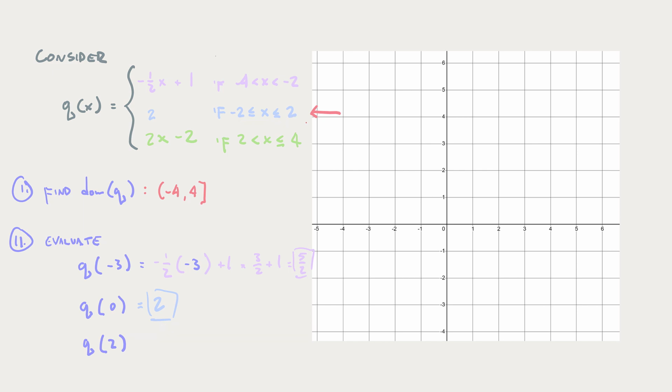So that's 2. Now, when you're plugging in 2, when we move to this one now, there's really two things you can consider.